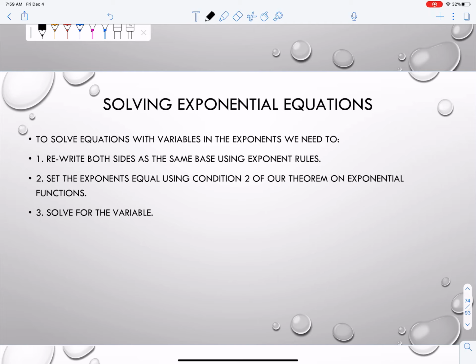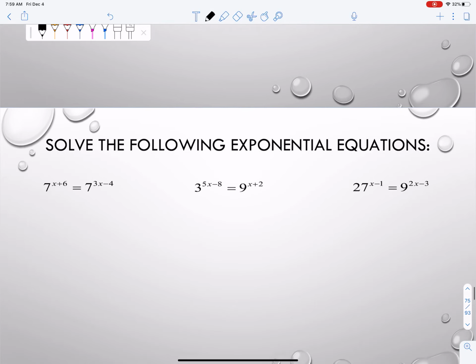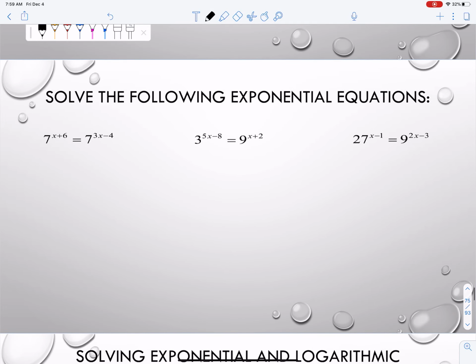If that doesn't work, then from the original equation, like if you look at it and you have a 4 and you have a 9 as your bases, you're not going to be able to write them with the same base. So you're going to have to take a log of both sides and then use our log properties to solve it, and we're going to look at that here in a minute. Okay, so let's look at some same base examples real quick.